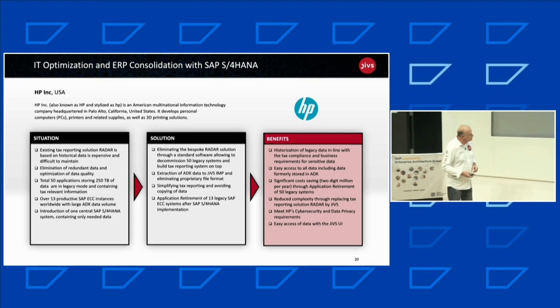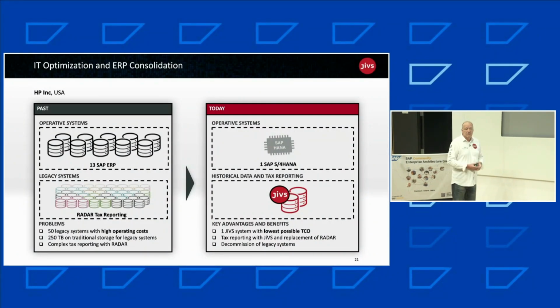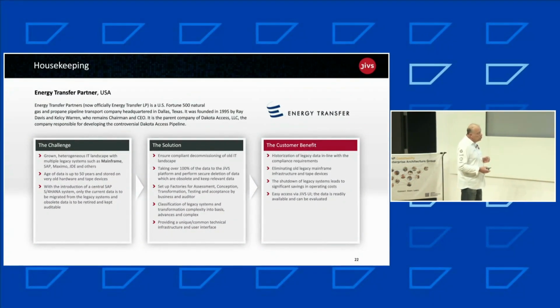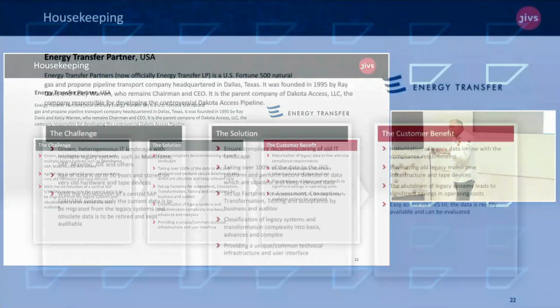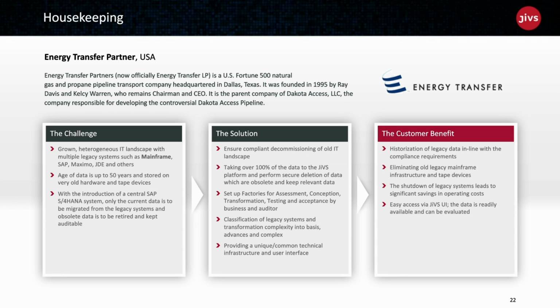And now, if you look at that a little bit visualized, this is how they reduced their landscape. This is HP Inc. Okay? And in this case, it was SAP only, where in many other cases, it's a mix, okay? And what I didn't mention earlier either is that JiVS is not only for a migration from an ECC system to S4. It's any other system to S4 as well. So if you have a JD Edwards maybe in-house and you need a migration, JiVS supports that as well.